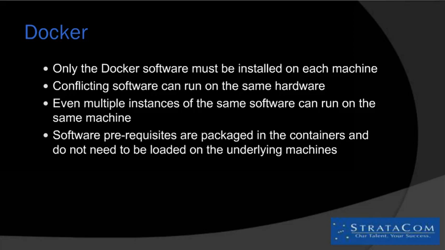Software prerequisites are packaged in the containers and do not need to be loaded on the underlying machine. So instead of building a separate machine for each application install like you do in the virtual machine world, basically you're just deploying a Docker package to a single machine until you run out of resources, and then you build another machine and deploy Docker packages to that. So it's just a lot more efficient.